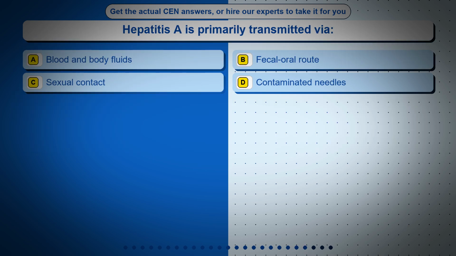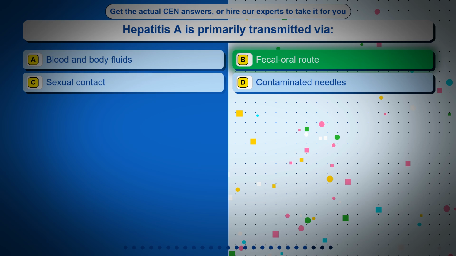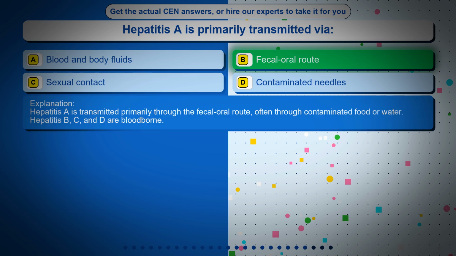Question 22. Hepatitis is primarily transmitted via: Option A. Blood and body fluids. Option B. Fecal-oral route. Option C. Sexual contact. Option D. Contaminated needles. The correct answer is option B. Fecal-oral route. Hepatitis is transmitted primarily through the fecal-oral route, often through contaminated food or water. Hepatitis B, C, and D are bloodborne.